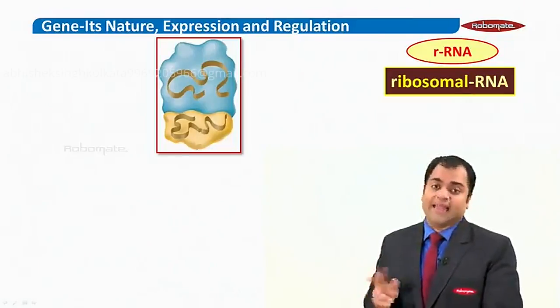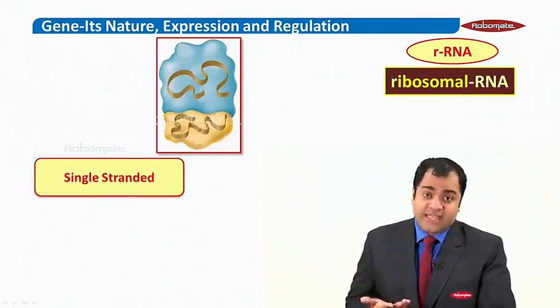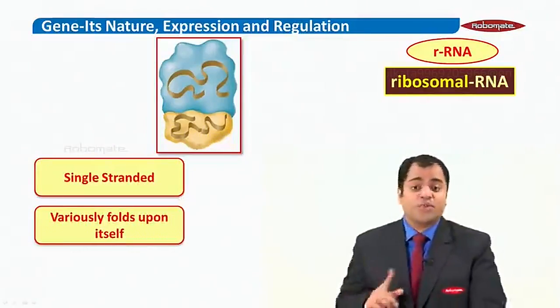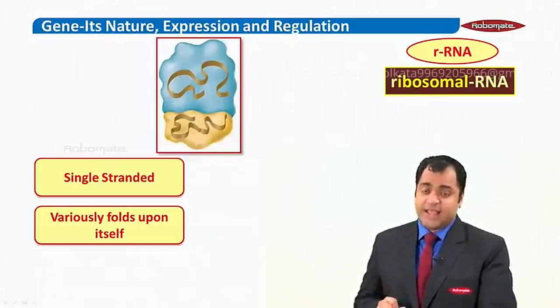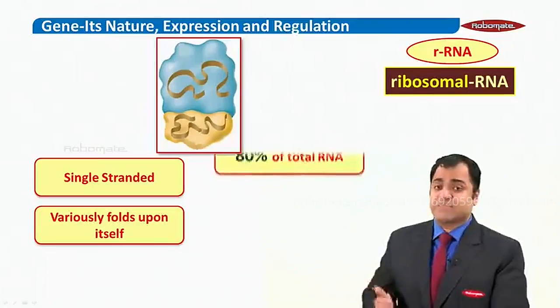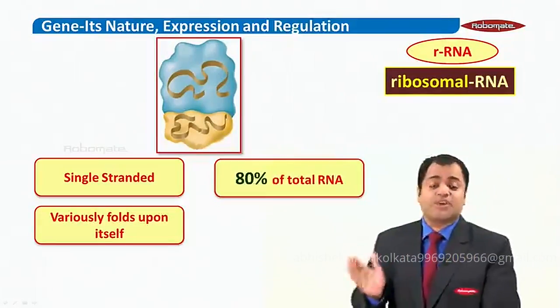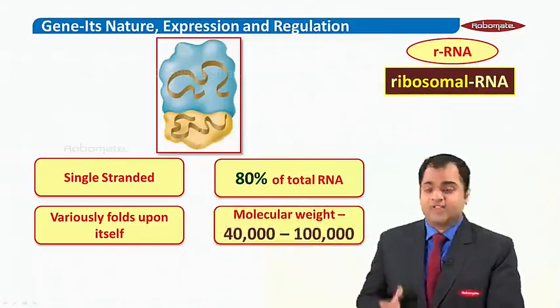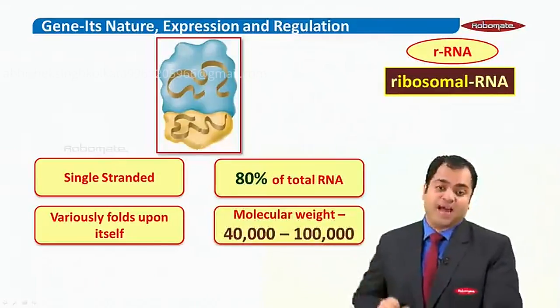Now rRNA, unlike mRNA, is also single-stranded, but it is folded. It variously folds upon itself. Yes? And out of the total RNA, the rRNA is the maximum, right? It's about 80% of total RNA. Yes? And its molecular weight is roughly between 40 to 100,000.